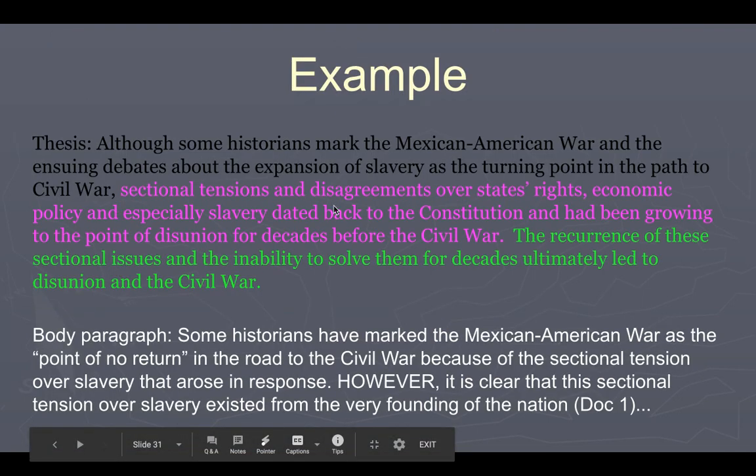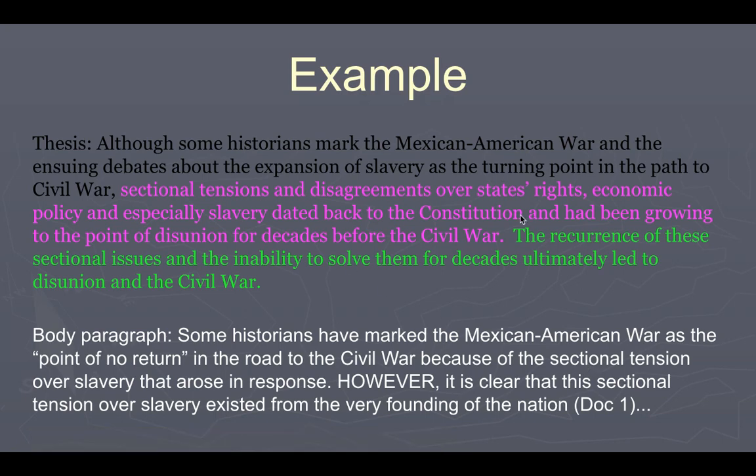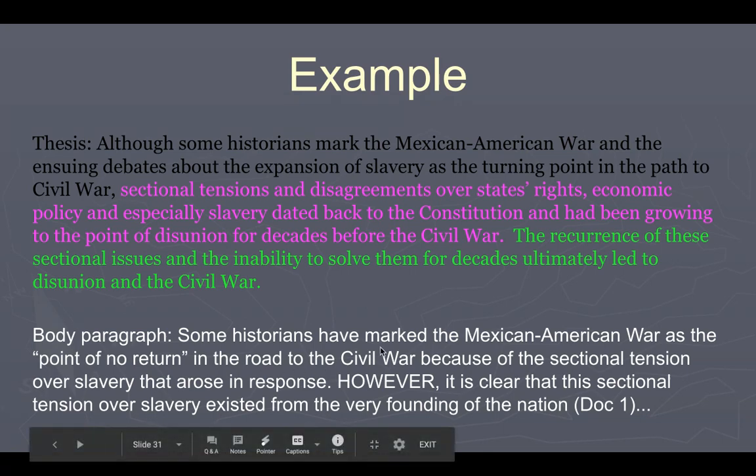So again, my thesis is here. A body paragraph that would allow me to start earning that complexity point could be my first body paragraph, especially if I'm using the documents in order, because document number 1 is specifically about the Constitution, and I can't really go any further back than that in the prompt. But also I've mentioned it here in my thesis statement. So some historians have marked the Mexican-American War as the point of no return in the road to the Civil War because of the sectional tension over slavery that arose in response. However, it is clear that this sectional tension over slavery existed from the very founding of the nation. And I could say Doc 1, and then I could go into what that document is pointing out and what it's saying.